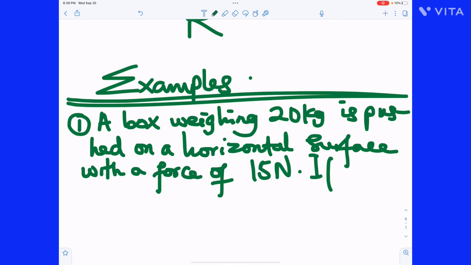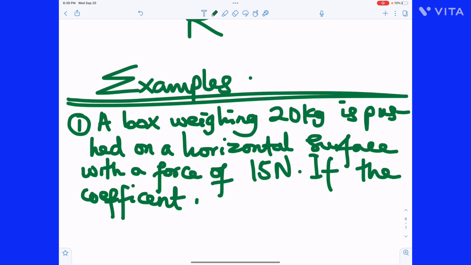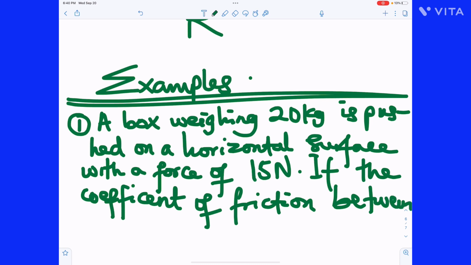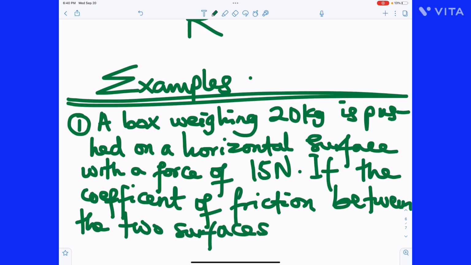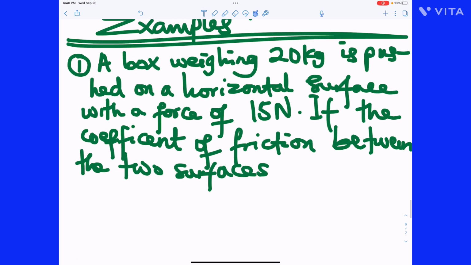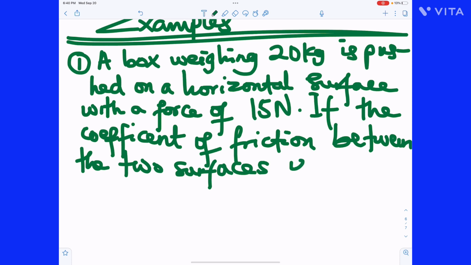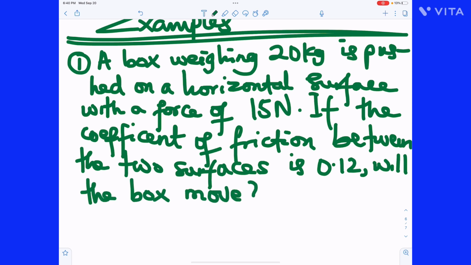Okay. If the coefficient of friction between the two surfaces, that is the base of the box and the surface on which the box is being pushed, is 0.12, calculate. Okay, let's just keep it simple now, no calculation. Will the box move? Let me just keep it simple that way.